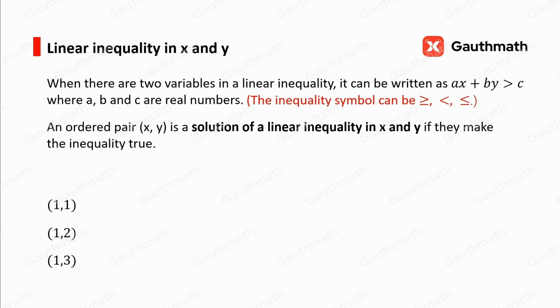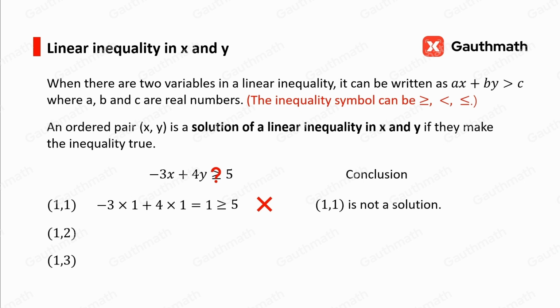So let's look at some examples. These are 3 points, and we're going to test if they are solutions of the linear inequality or not. We substitute x equals 1 and y equals 1, and the left side is 1. Is 1 greater than or equal to 5? No, it's not. So (1, 1) is not a solution of this inequality.